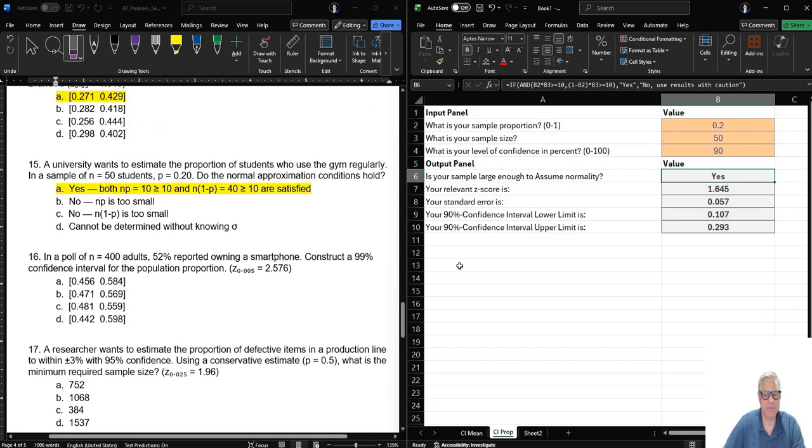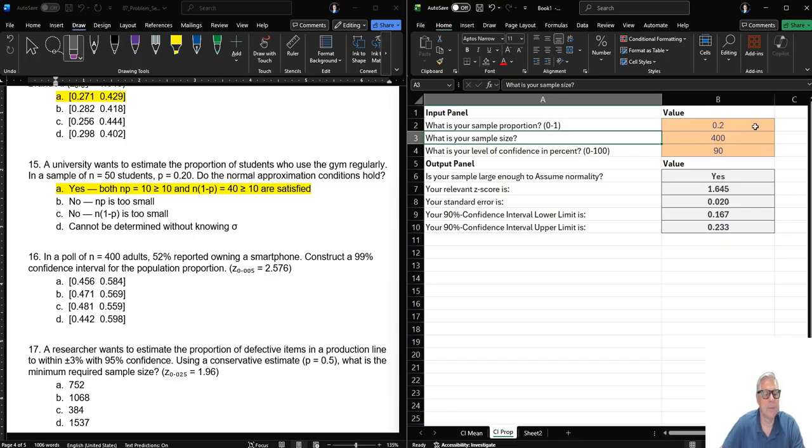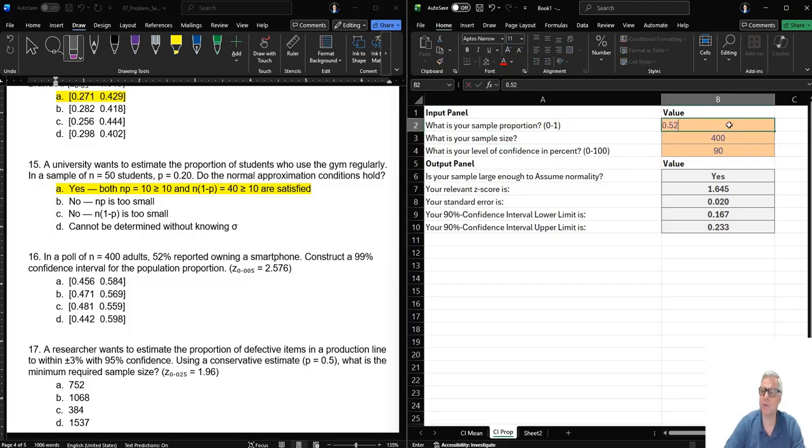Okay, so now we can go really fast, so that was also a good investment to create such an interactive dashboard. So a poll of 400 adults, so N is 400, 52% reported owning a smartphone, so that's 0.52, must be an older survey. Construct the 99% confidence interval, so 99. And you see the z-score that we calculate is the same that comes from that question. And now we see that the lower limit is 0.456 and the upper one is 0.584.